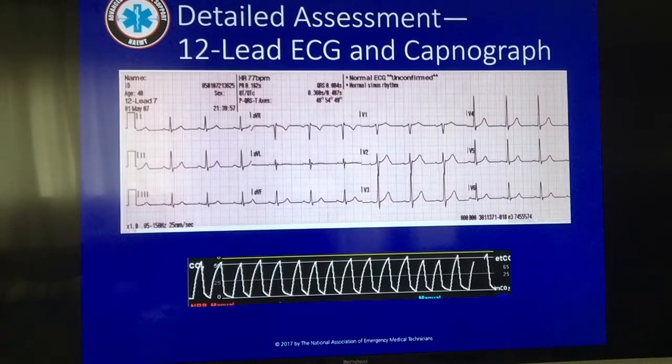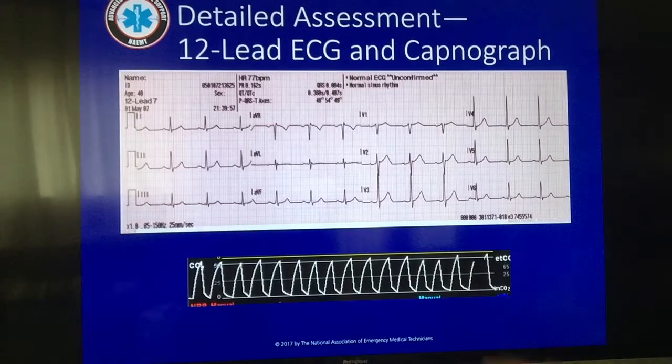Here's our 12 lead. We won't spend too much time on this. We don't see any S1, Q3, T3 in there, so no PE findings. We're not showing any acute ST elevations, so not MI. We don't show any kind of wide bundle branch block pattern, meaning that they could have some kind of respiratory condition.